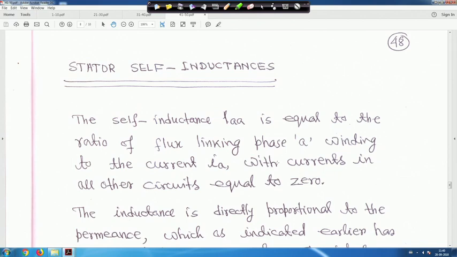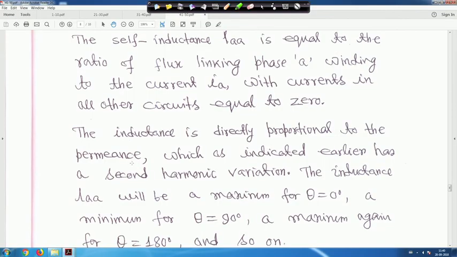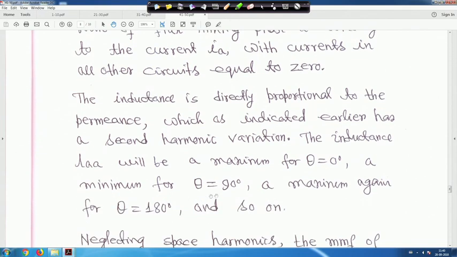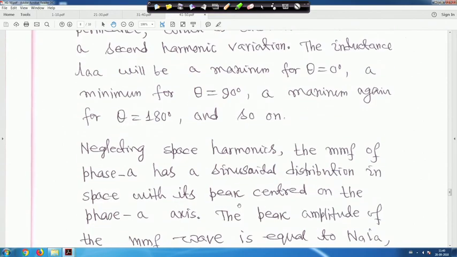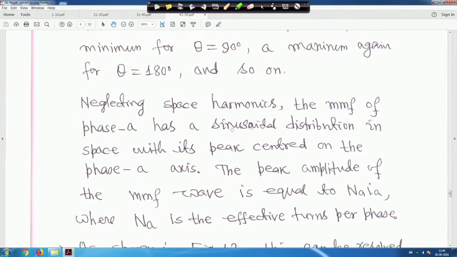Just as when we were reviewing the magnetic circuit, the philosophies remain the same. The inductance is directly proportional to the permeance, which as indicated earlier has a second harmonic variation. The inductance LAA will be maximum for theta equal to 0 and minimum for theta equal to 90 degrees, maximum again for theta equal to 180 degrees and so on. Therefore, if you neglect the space harmonics, the MMF of phase A has a sinusoidal distribution in space with its peak centered on the phase A axis.